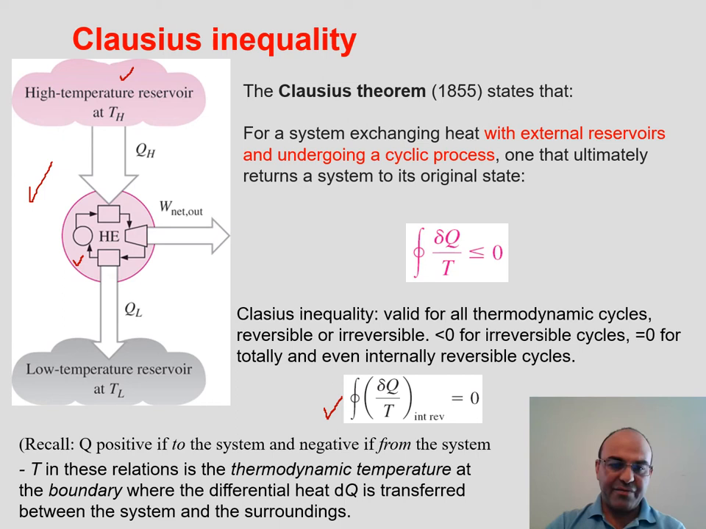We recall that Q is positive if it's to the system, and it's negative if it is from the system. So in this case, QH is positive, QL is negative. And T in these relations is the thermodynamic temperature at the boundary where the differential heat dQ is transferred between the system and the surroundings. So TH is associated with QH, TL is associated with QL.